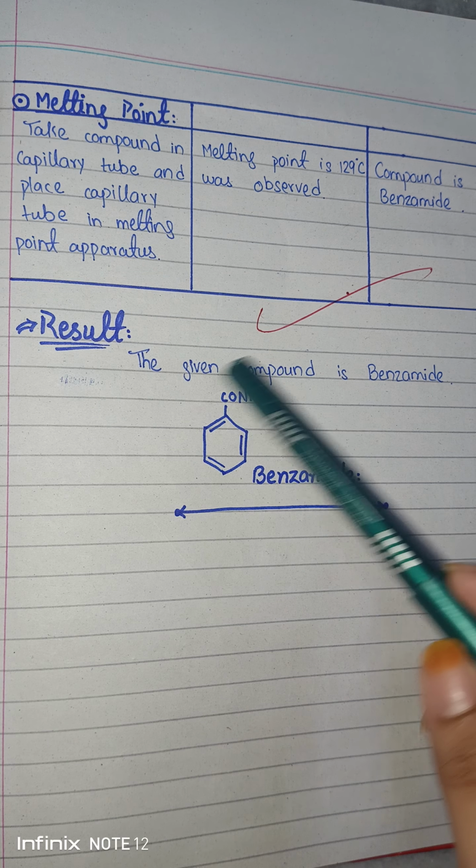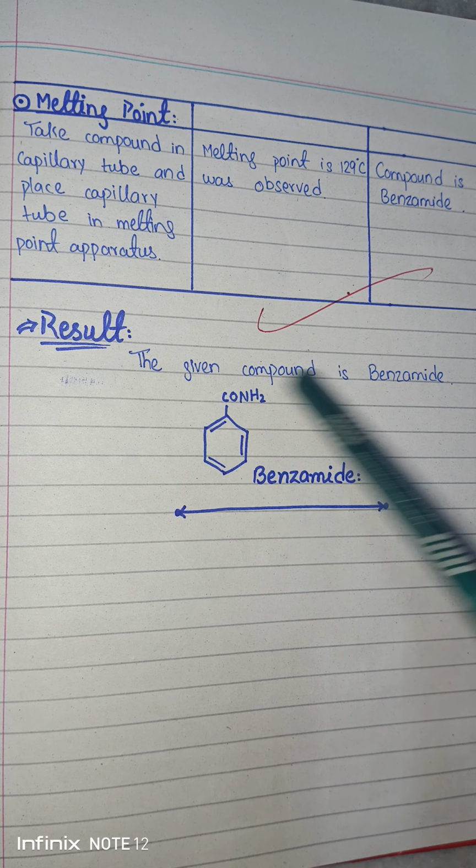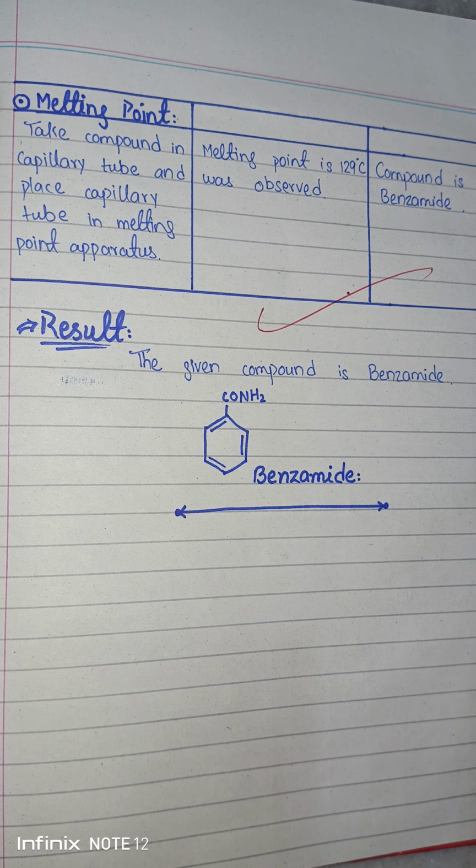So this is the structure of benzamide. You see it has nitrogen in it. So in the result, you will say this is a benzamide, and you will draw the structure of this, and then you will end your experiment. Now we move on to the pencil work of this experiment.